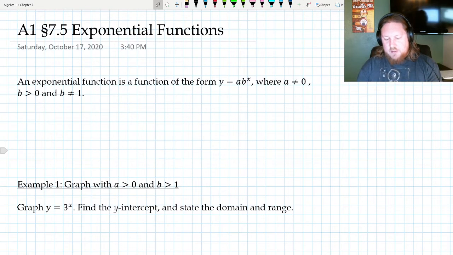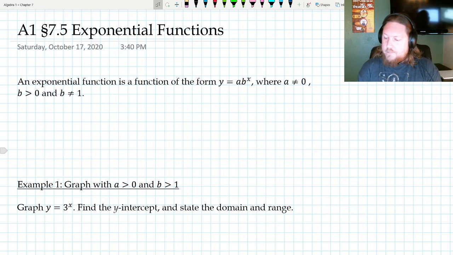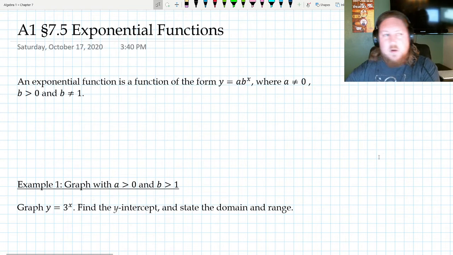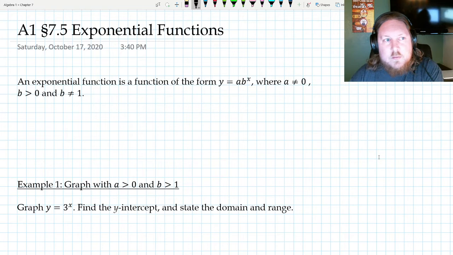Algebra 1, Chapter 7, Section 5, Exponential Functions. So we've been working a lot with exponents in this chapter, learning all the different rules of how to manipulate them. What we're going to look at now is what happens when the exponent is the independent variable in a function.